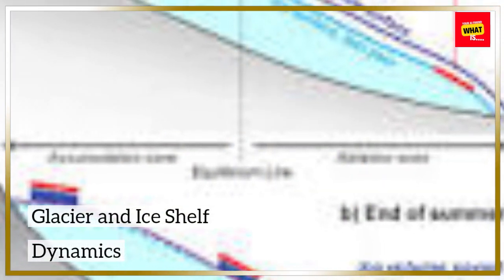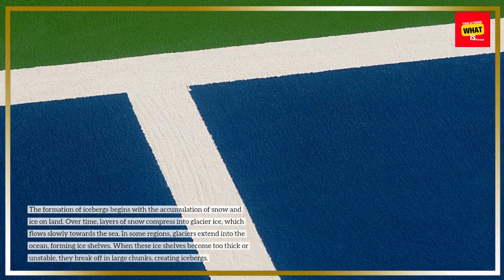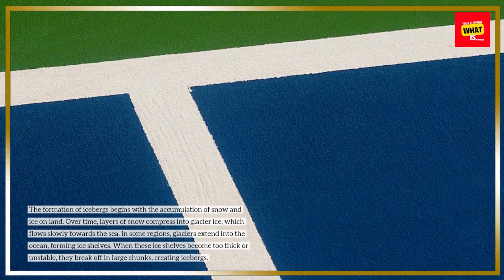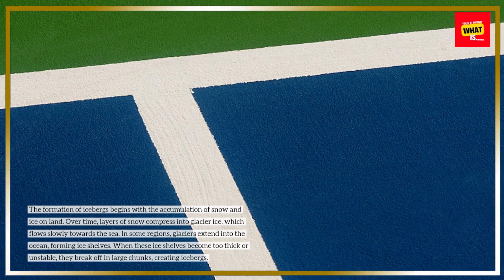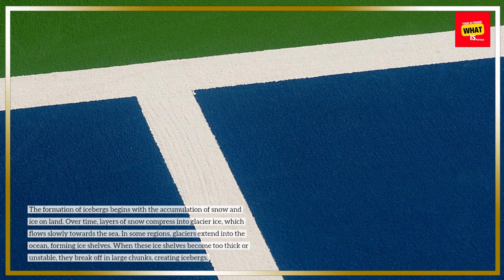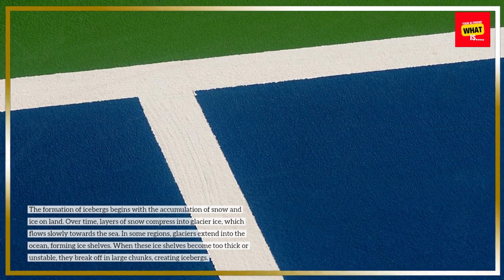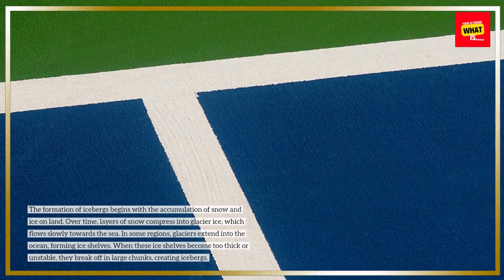Glacier and ice shelf dynamics. The formation of icebergs begins with the accumulation of snow and ice on land. Over time, layers of snow compress into glacier ice, which flows slowly towards the sea. In some regions, glaciers extend into the ocean, forming ice shelves. When these ice shelves become too thick or unstable, they break off in large chunks, creating icebergs.